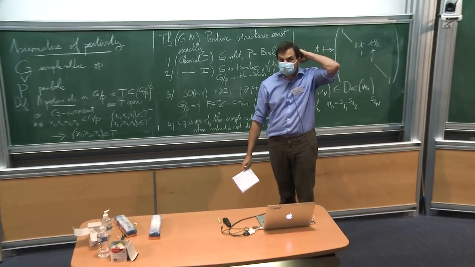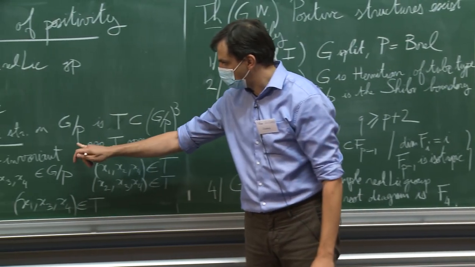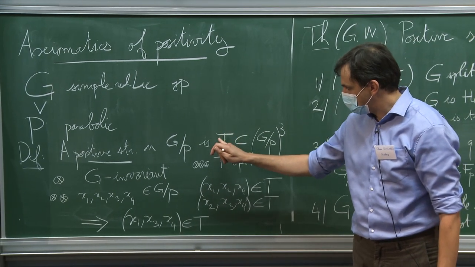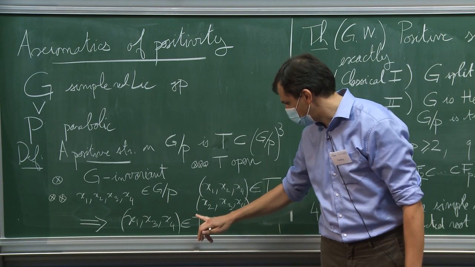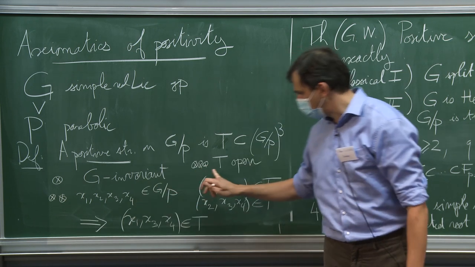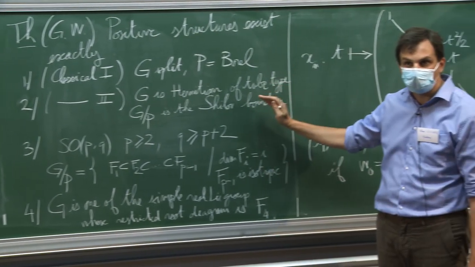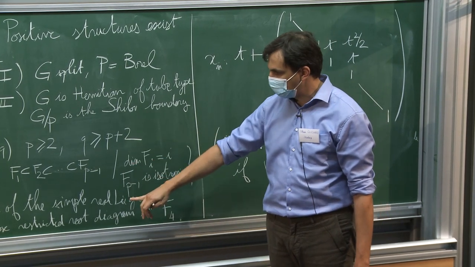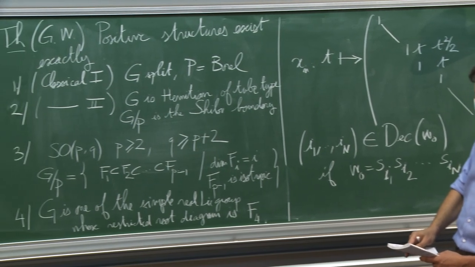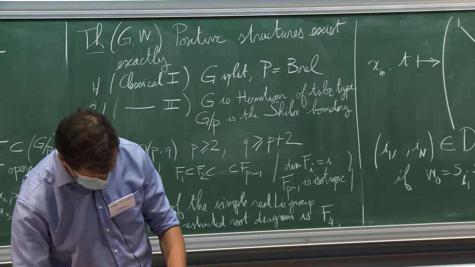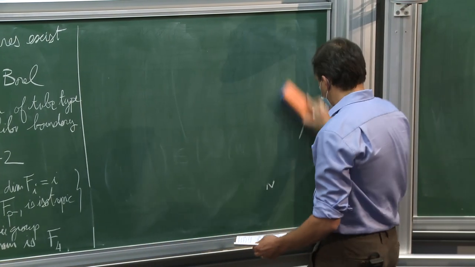Sorry, so there was a small interruption, so I'm not totally sure when it was interrupted. So maybe I repeat quickly what is a positive structure on G mod P. It's a set of triples that have what we can call cyclic ordering, that is G invariant and that is open. And I gave the statement of the classification of positivity. There are the classical cases, there is one other family, SO(P,Q), and four other groups identified when the group G is of type F4. And I will just try to quickly give a hint on how you can prove such a result.